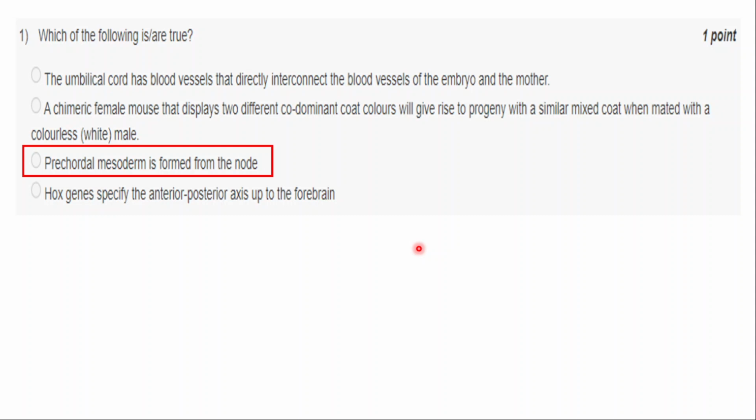So the first option, umbilical cord has blood vessels directly interconnecting the blood vessels of embryo and mother, is not a true statement. And a chimeric female mouse with two different codominant coat colors will give rise to progeny with a similar mixed coat when mated with a colorless white male. This is also not true. And Hox genes specify the anterior posterior axis for the whole body plan, not just up to the forehead. So the whole anterior posterior body plan of the embryo is delineated by the Hox genes.